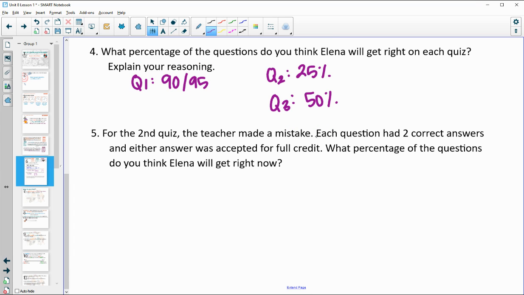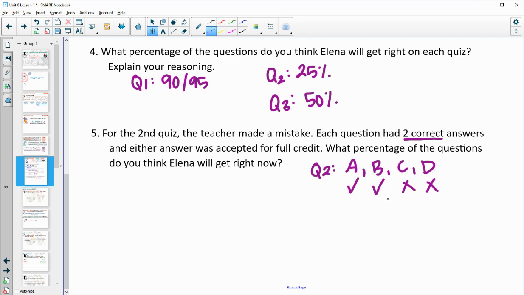For the second quiz, the teacher made a mistake. Each question had 2 correct answers. Okay, so remember quiz 2 was 20 multiple choice questions, and the options were A, B, C, and D. And the teacher made a mistake, and 2 of them were correct. And then the teacher accepted either one for full credit. So now A is correct and B is correct versus C and D are wrong.